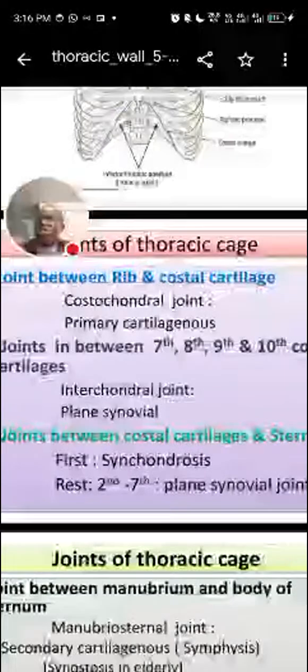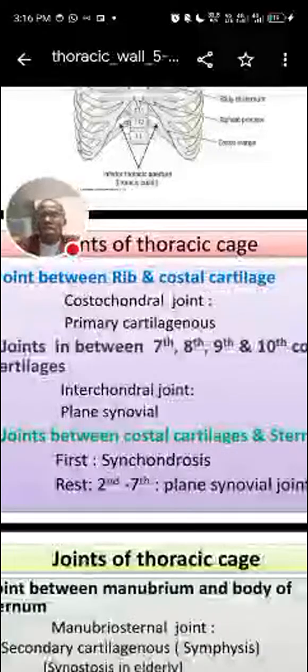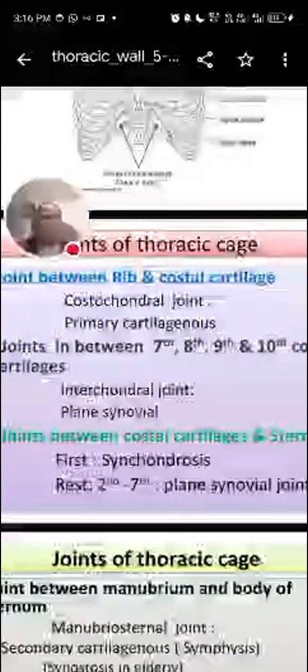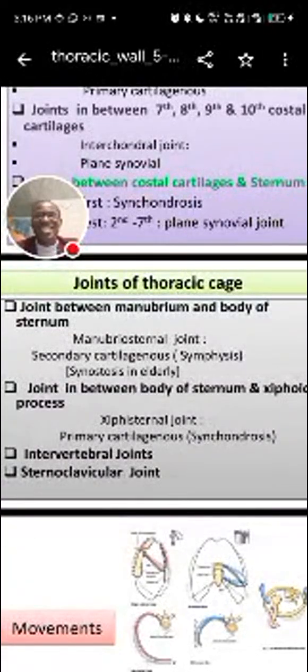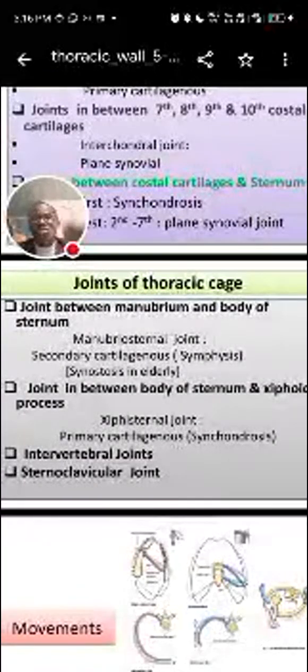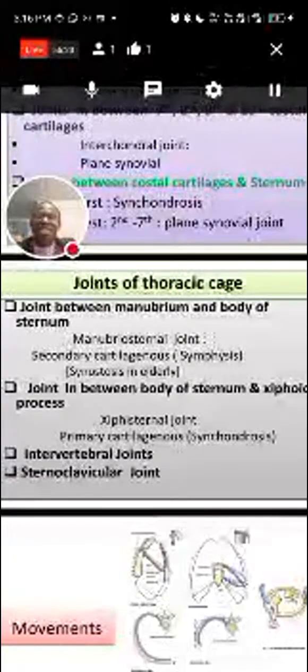So you use that to remember all the joints in the thoracic cage. Do you follow? All right. So we've listed all the joints. The one that was giving us trouble was synchondrosis. It sounds funny. Synchondrosis.